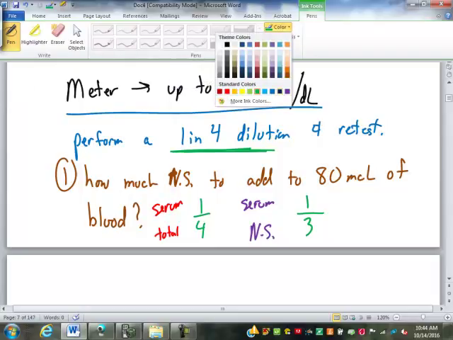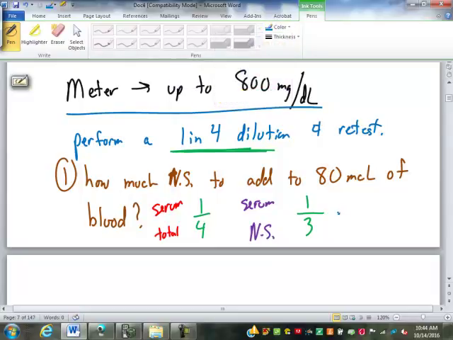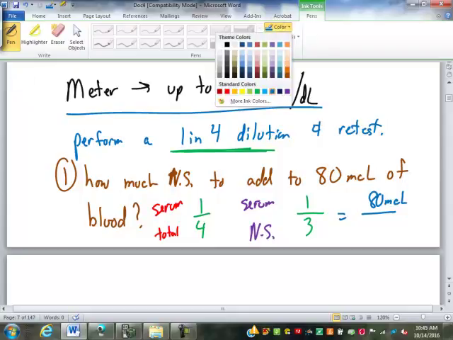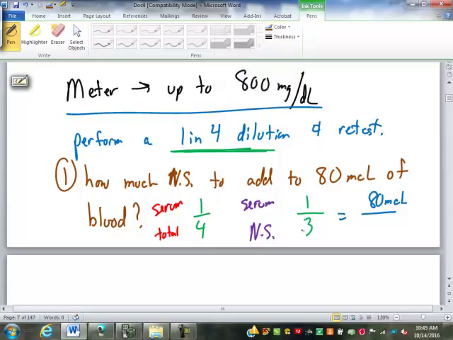So now that we have that as a 1 in 3 dilution, we're going to have 80 microliters of blood. That is our serum in this case, or our concentrate. And we're going to cross multiply and divide. 3 times 80 divided by 1. We require 240 microliters of sterile water to be mixed in with it.